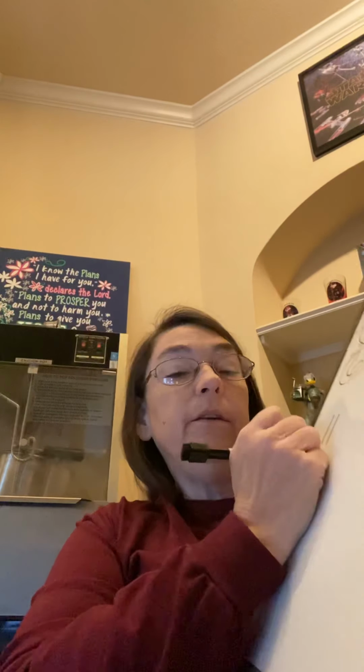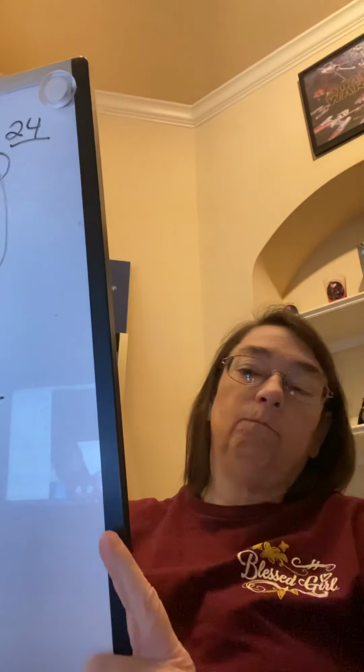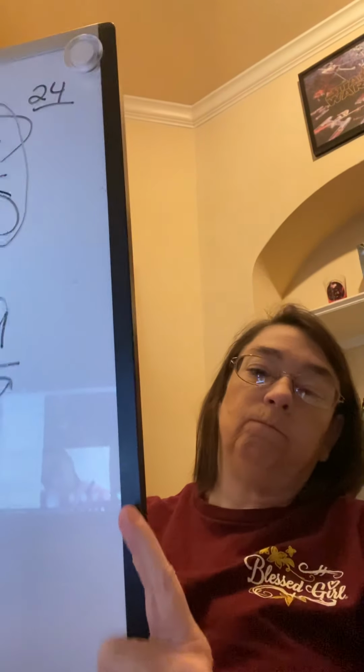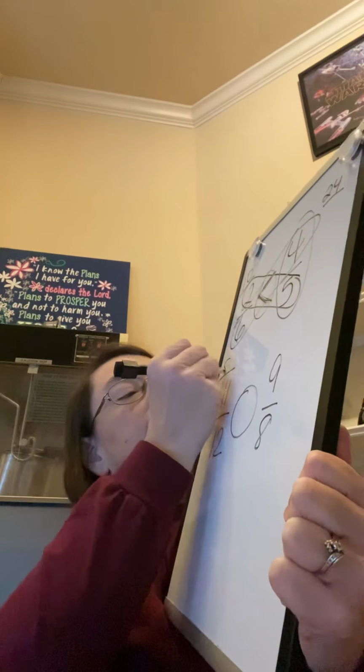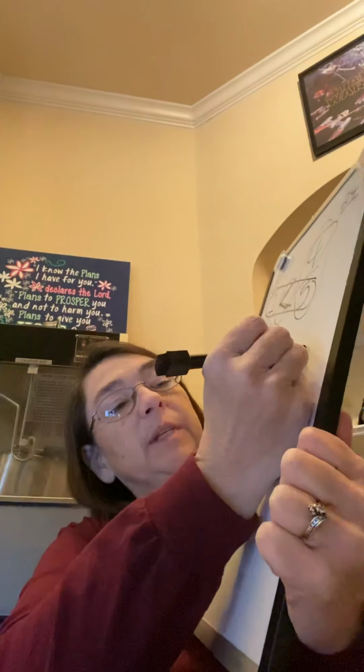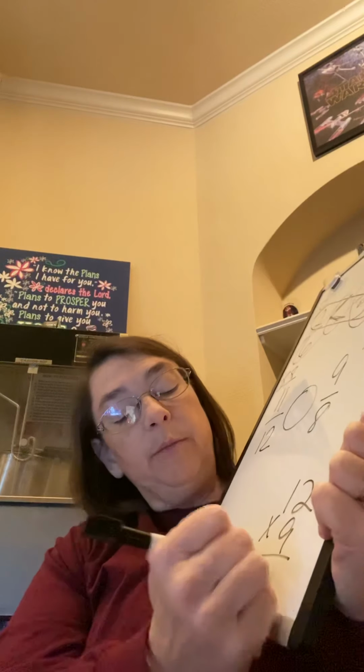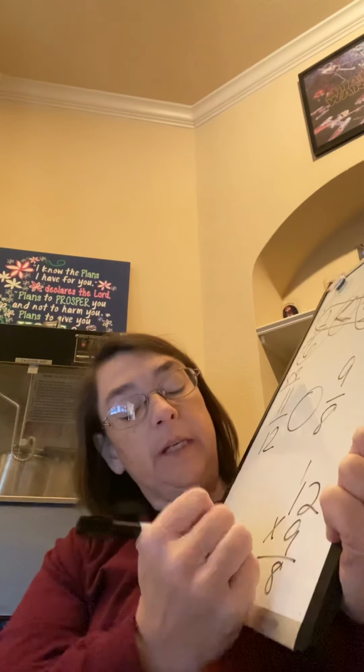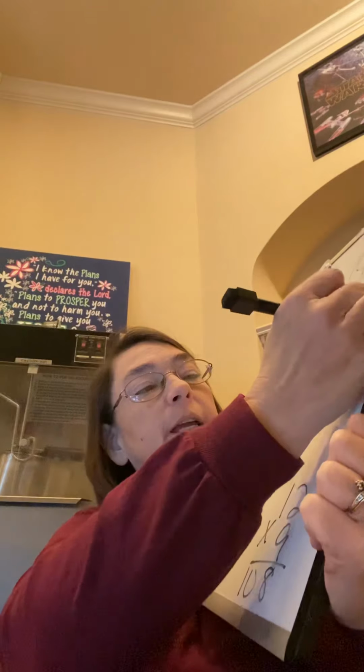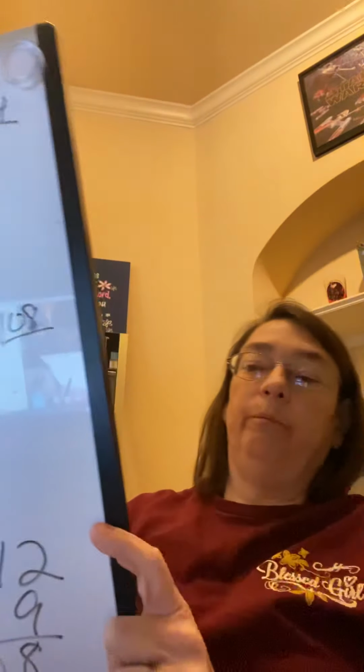All right, let's look at the next one. Number 4 is 11 over 12. And then it's got a circle, and it's 9 over 8. Now I'm going to do the butterfly. So 8 times 11 is 88. 12 times 9, I don't know right off, so I'm going to work it down here. 12 times 9. 9 times 2 is 18. 9 times 1 is 9, plus 1 is 10. So I get 108.